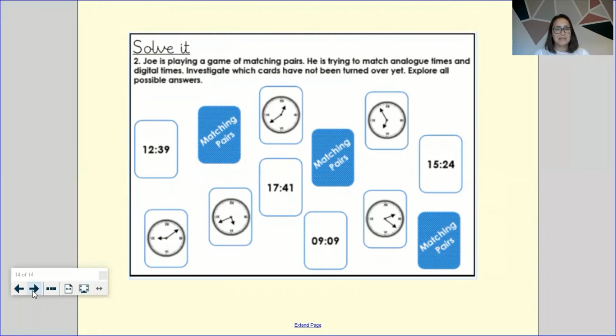All right. So you have to look at them. If you wanted to cut out some pieces of cards, if you wanted to cut out 10 bits of paper and write the times on them, and then think about it that way, you could do that. So having a little think about how you could find all the possible answers, you could do it with somebody at home if you wanted as well.